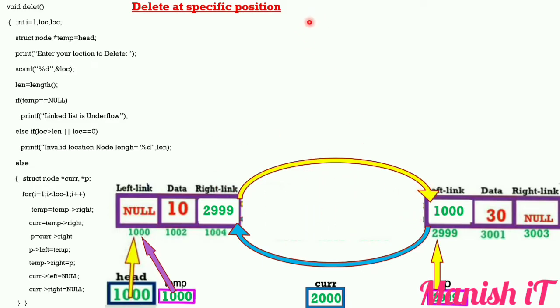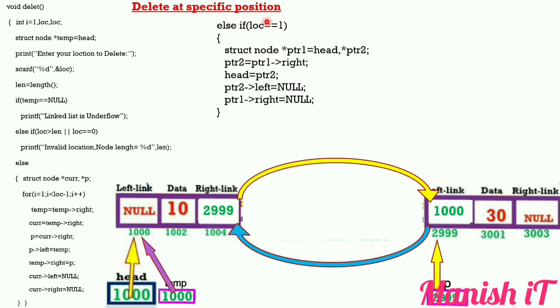Now suppose the user wants to delete the first node. For that, how do we write the logic? You have to write an else if condition once again, and that statement is written here. If you want, you can also write it separately, but then you have to write a function name like delete at first. This function works whenever location is equal to first. I will show you within the program how it works.